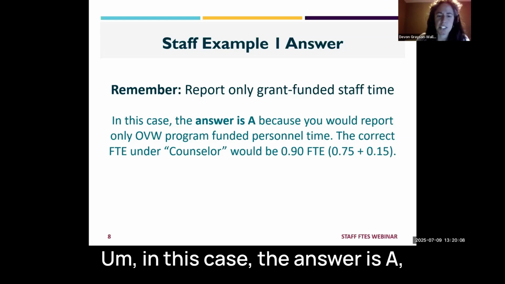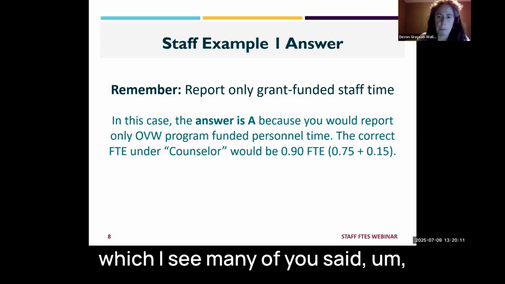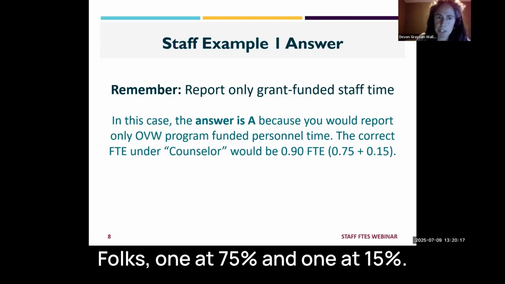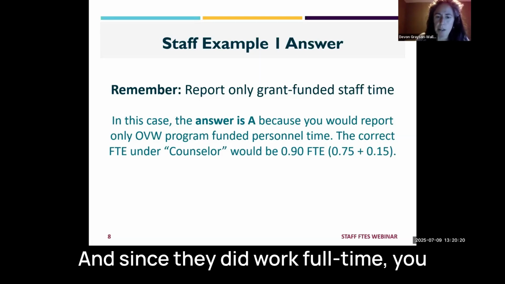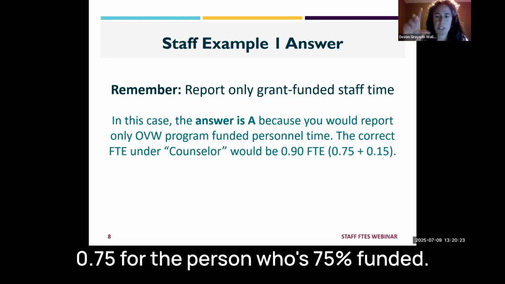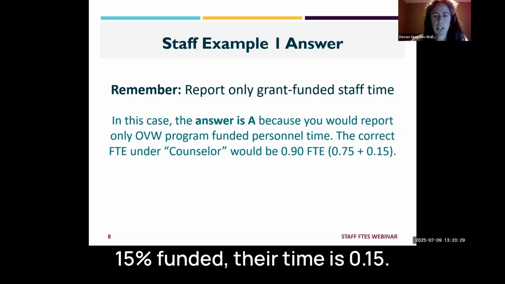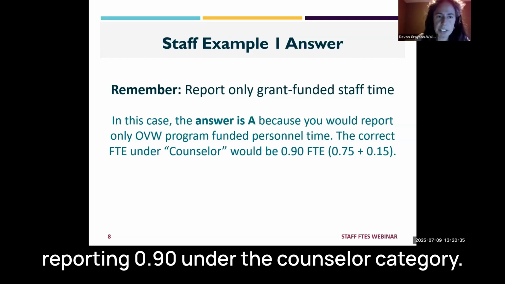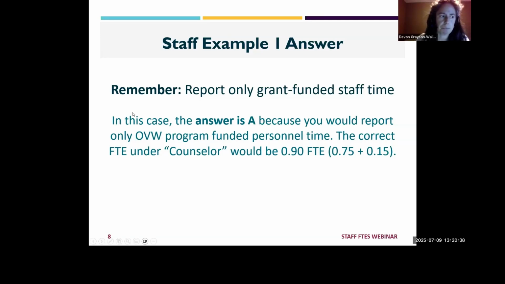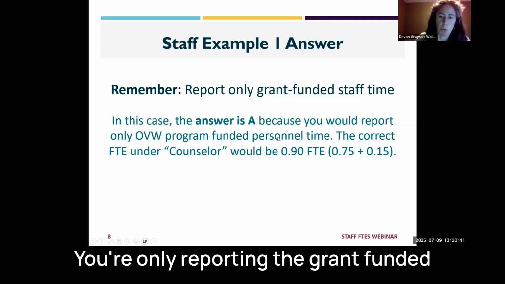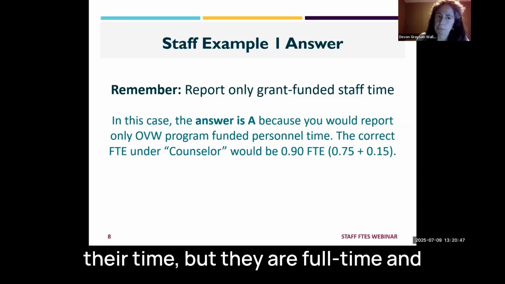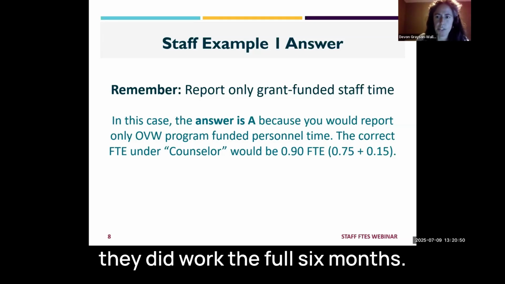In this case, the answer is A, which I see many of you said, because you would report those two folks, one at 75% and one at 15%. And since they did work full time, you can take them as straight: it's 0.75 for the person who's 75% funded, and the person that's 15% funded, their time is 0.15. So you add them together and you will be reporting 0.90 under the counselor category, because you're only reporting the OVW grant funded portion of their time. But they are full-time and they did work the full 6 months.